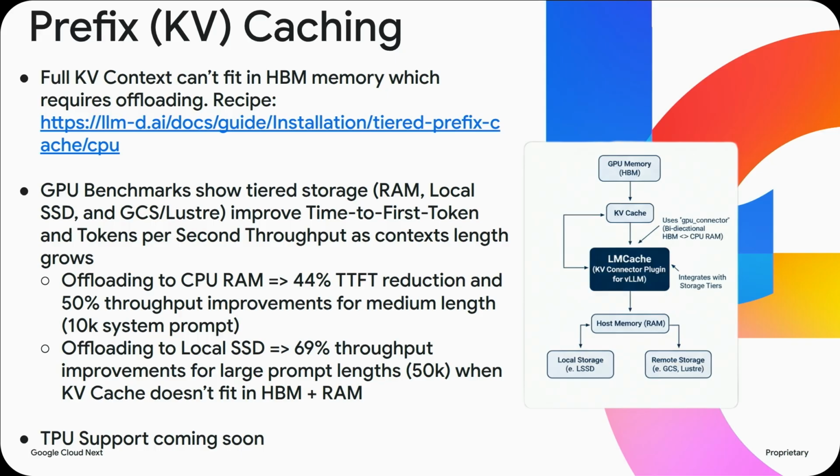We've been working closely with partners like LMCache, and since full KV context lengths no longer fit in HBM memory, we have to offload those into second-layer storage tiers or RAM disks. GPU benchmarks show tiered storage with RAM, local SSD, and GCS or Lustre can improve time to first token and tokens per second throughput substantially. Offloading to CPU RAM alone gave us a 44% time to first token reduction, and offloading again to local SSD gave us a 69% throughput improvement for large prompt lengths.